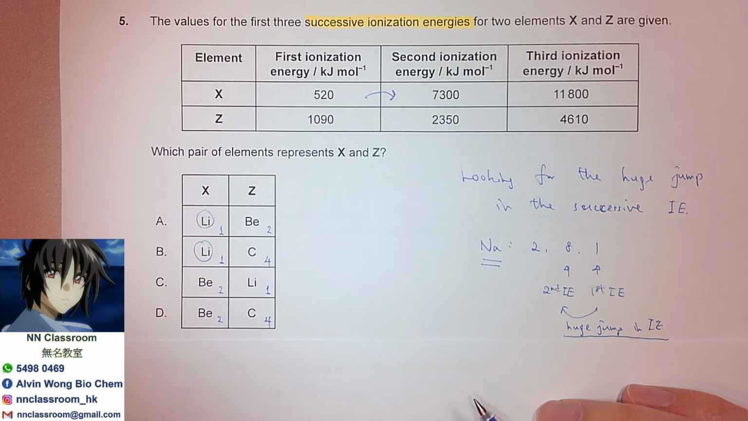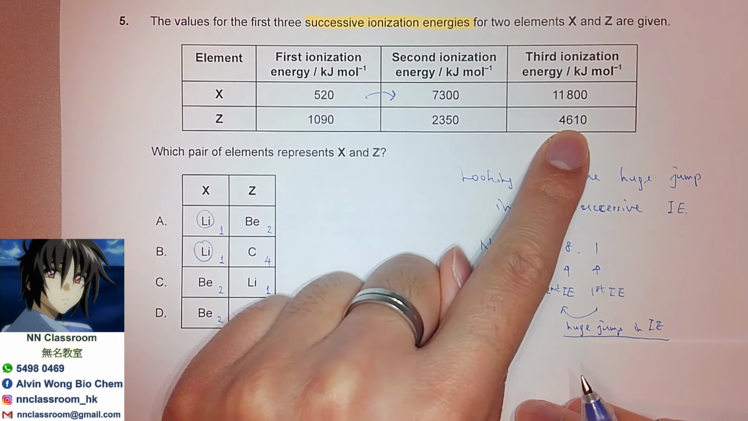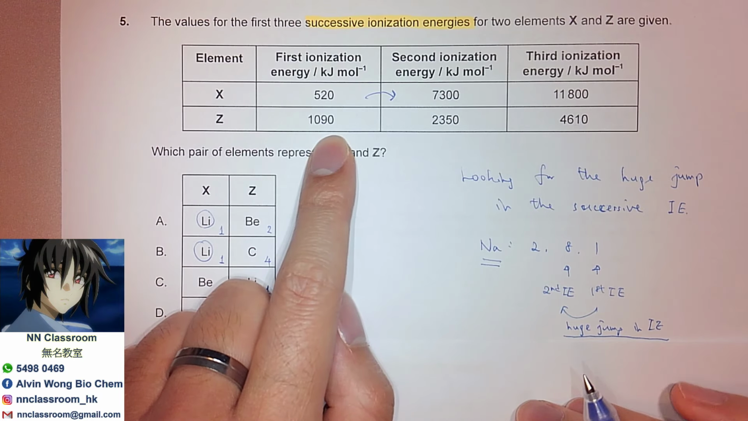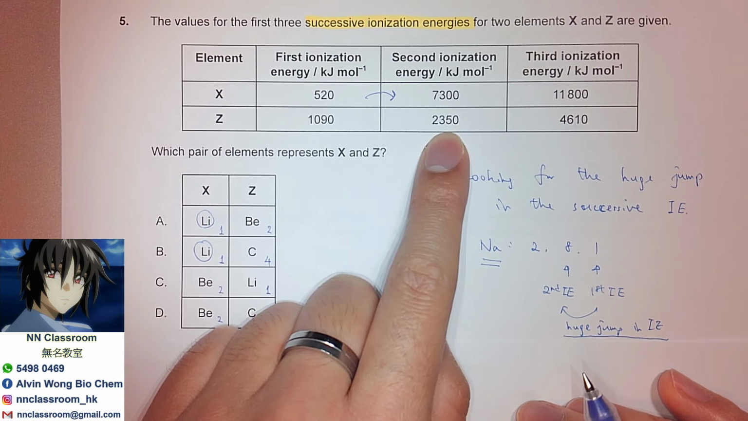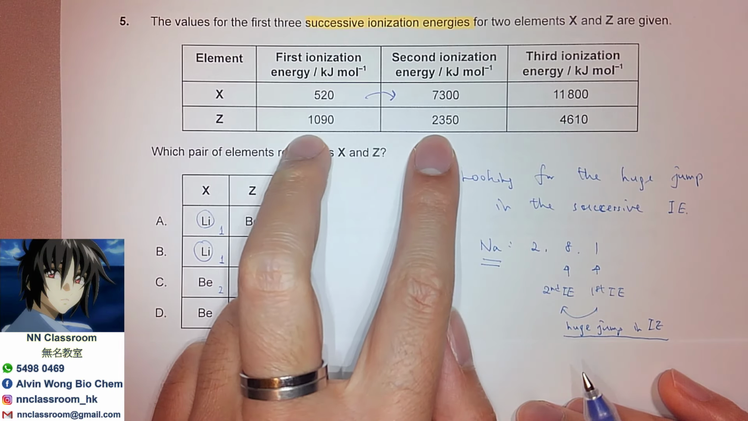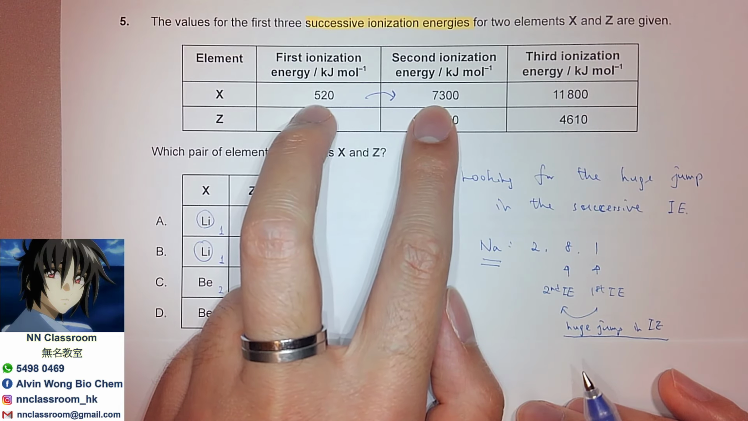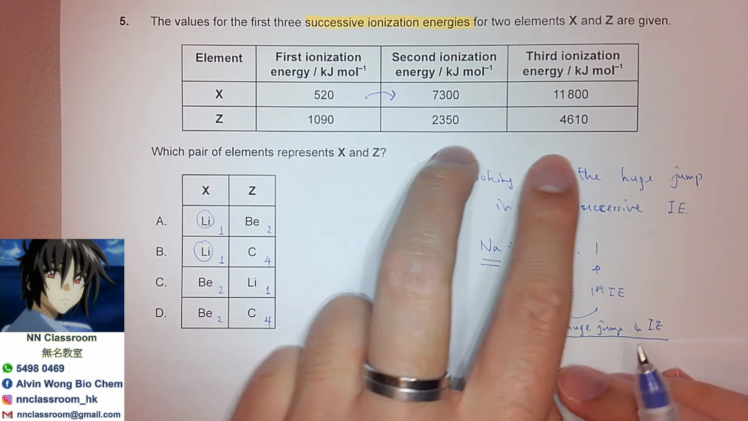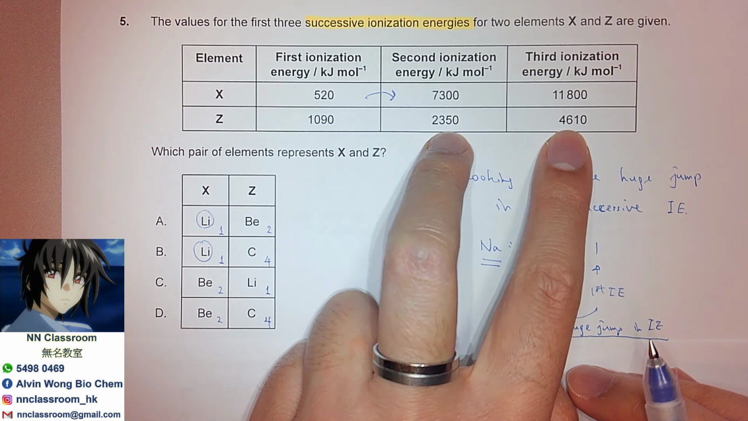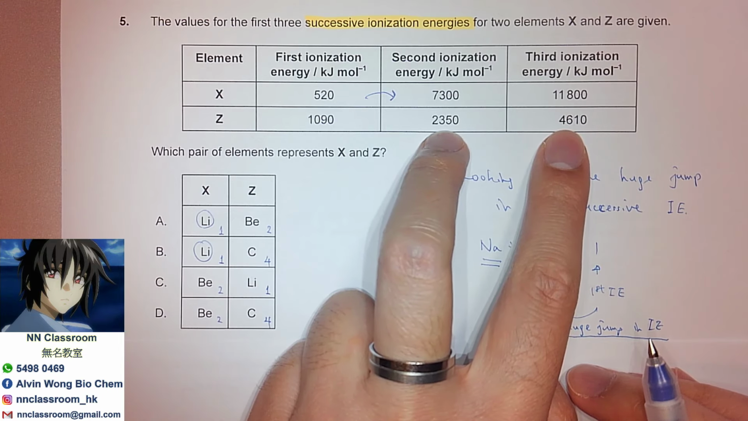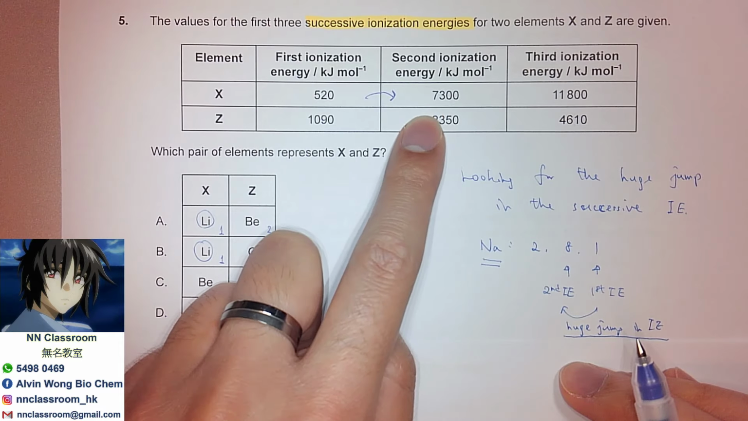Let's continue. For Z, if you look at the first 3 successive IEs, you won't see any huge jump. From the first one, 1090, to around 2350, that is just about a double. That is not as much of a multiple as we saw for element X. And from the second IE to the third IE, there's no big jump either; the maximum is just a double. Double doesn't mean a big jump. A big jump is at least like almost 8 times.